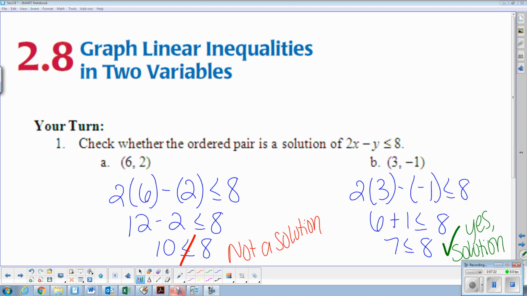So if you substitute the x and the y values into the inequality, for letter A, you would have got 10 is less than or equal to 8, which is not true. Therefore, the point 6, 2 is not a solution for the inequality 2x minus y is less than or equal to 8. And the second one, if you substituted in 3 for the x value and -1 for the y value, you would have got 7 is less than or equal to 8. That's true. Therefore, the point 3, -1 is a solution for the inequality 2x minus y is less than or equal to 8.